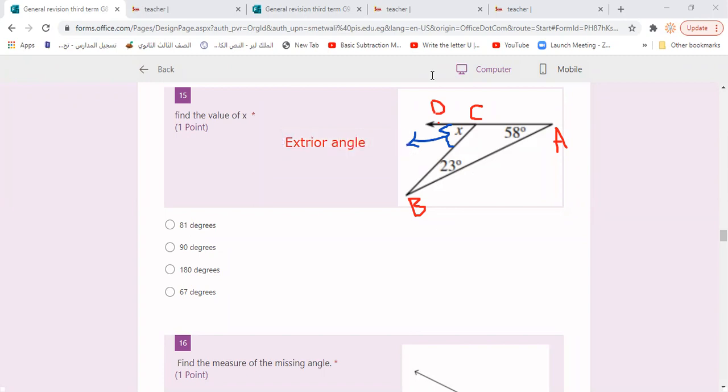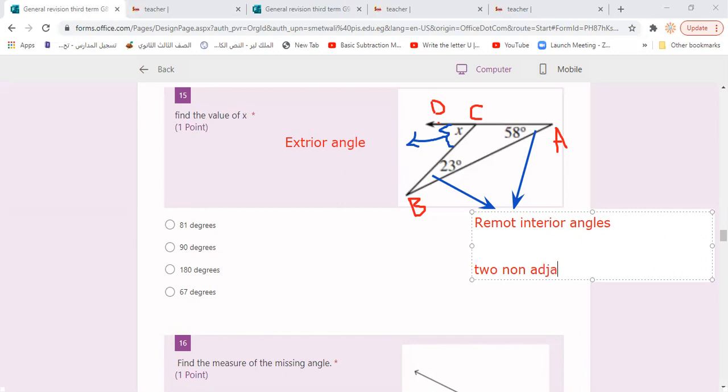We said also that this angle and this angle are called remote interior angles. And what does remote interior angle mean? Two non-adjacent interior angles.